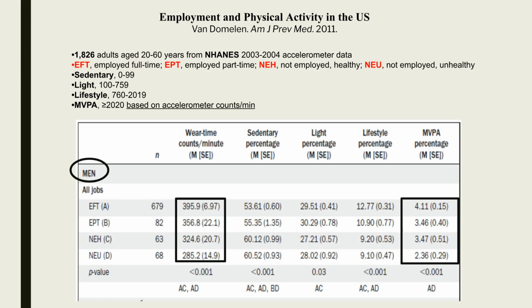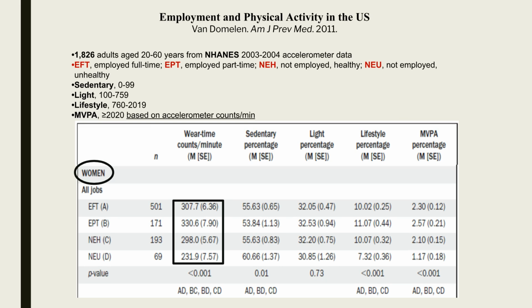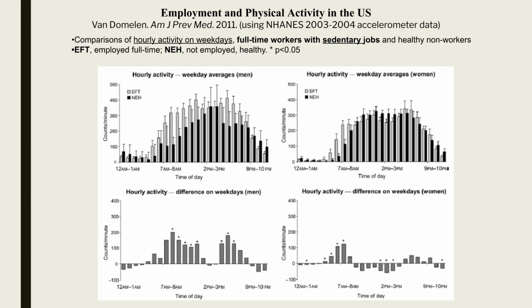Looking at the results, full-time employees had a higher percentage of MVPA and lifestyle physical activity compared to part-time employees, and higher than both not employed groups. The data also included findings for women. You will interpret this information in this week's online quiz. As the data was collected using accelerometers, this enables them to analyze time series data.